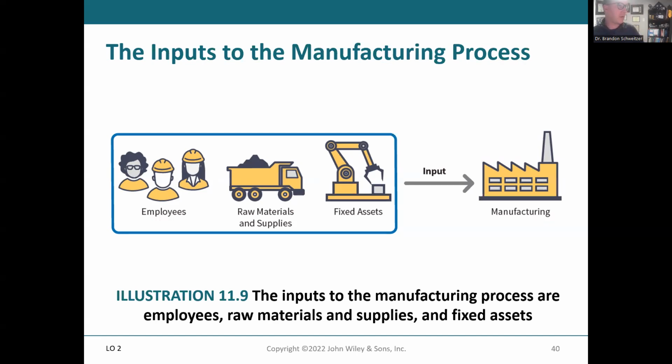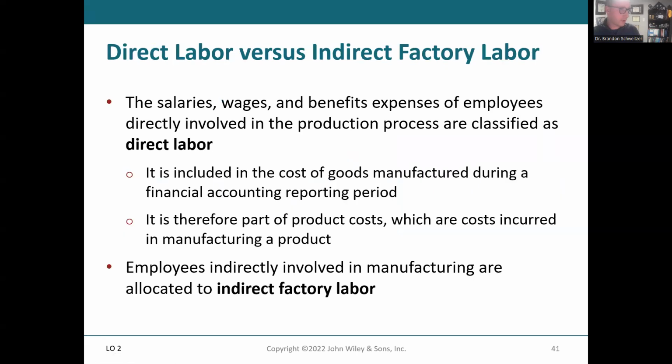Then looking at inputs of manufacturing, you got raw materials, direct labor, and factory overhead. Direct labor, these are the employees working directly on the product. They're directly involved in the manufacturing process. These are the employees on the assembly line.